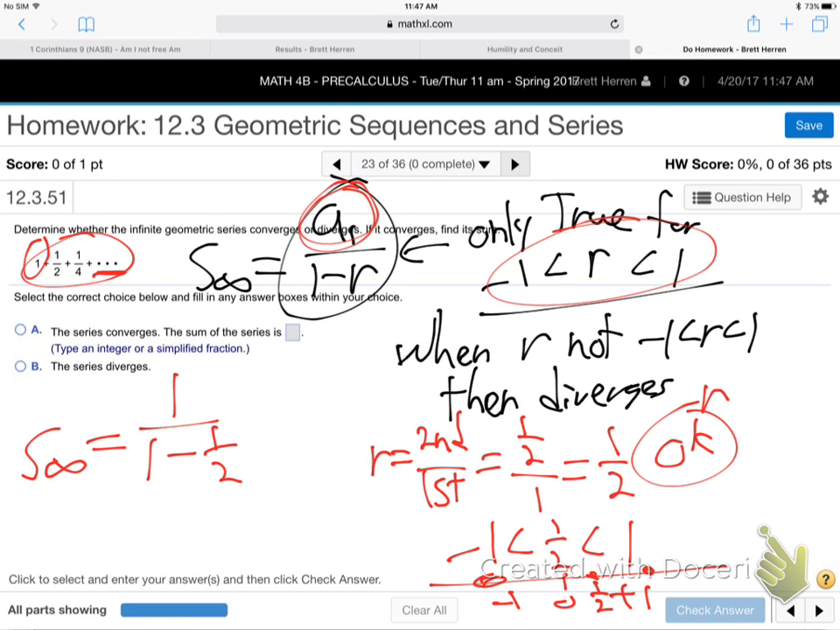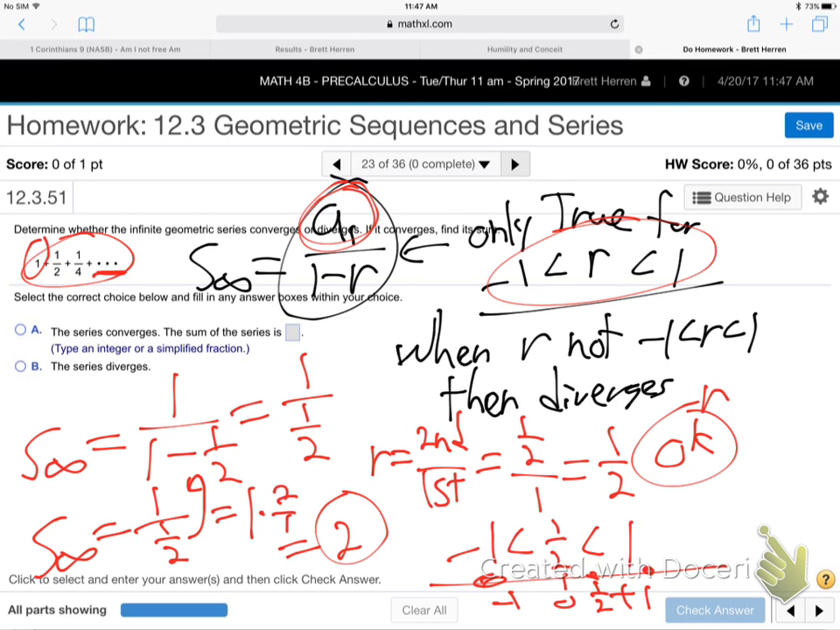Otherwise, you should not use the formula. You could plug in and get a number, but it's a lie. It's not the truth. The formula is just lying to you. So if you get an R that's outside of the -1 to +1 zone, don't plug into the formula. Just say the series diverges. Okay, so what do we get here? This is 1 over a half. And then what does that do? What does the fraction on the bottom do? Flips up. This becomes 1 times 2 over 1, which is 2.